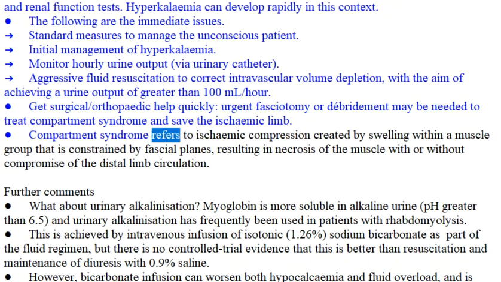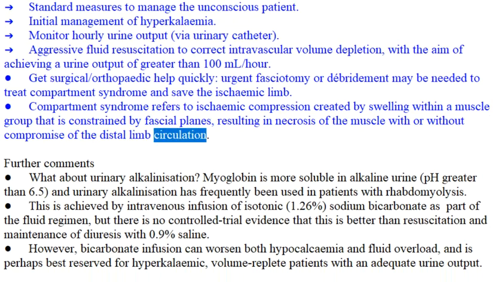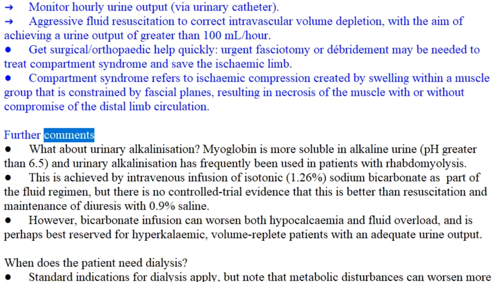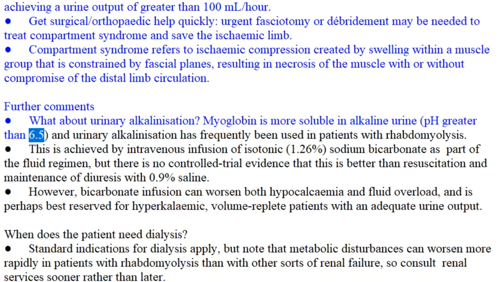Compartment syndrome refers to ischemic compression created by swelling within a muscle group that is constrained by fascial planes, resulting in necrosis of the muscle with or without compromise of the distal limb circulation. Further comments. What about urinary alkalinization? Myoglobin is more soluble in alkaline urine, pH greater than 6.5, and urinary alkalinization has frequently been used in patients with rhabdomyolysis.